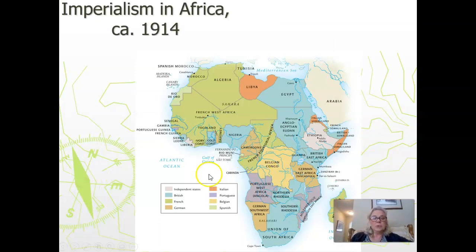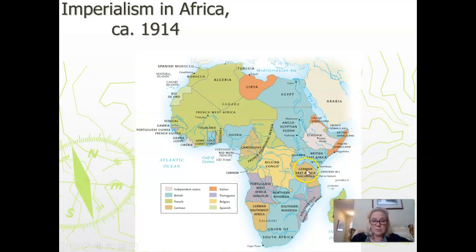So this is what it will look like. We see the independent states here. The British take control of much of this eastern side of Africa. We have the French, West Africa. Many parts of West Africa are French speaking.